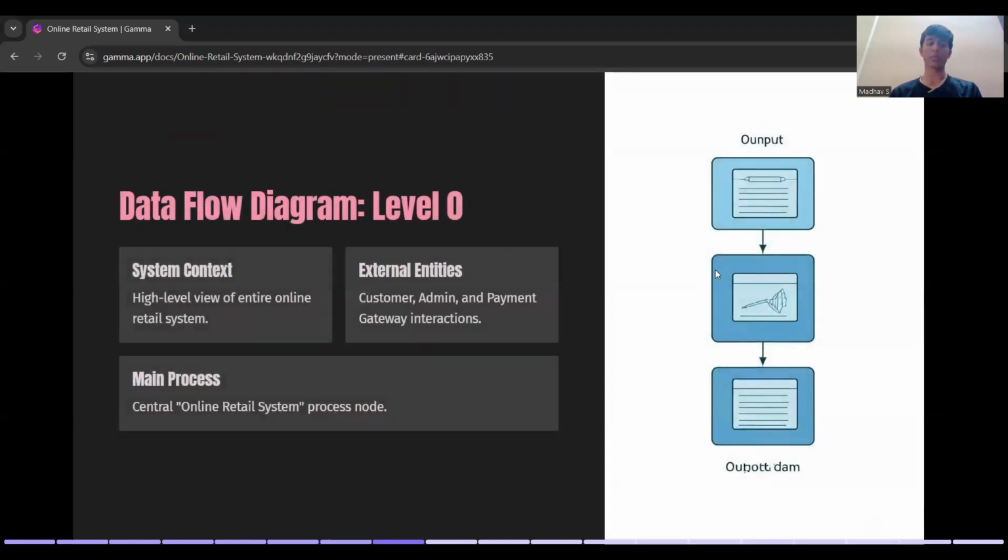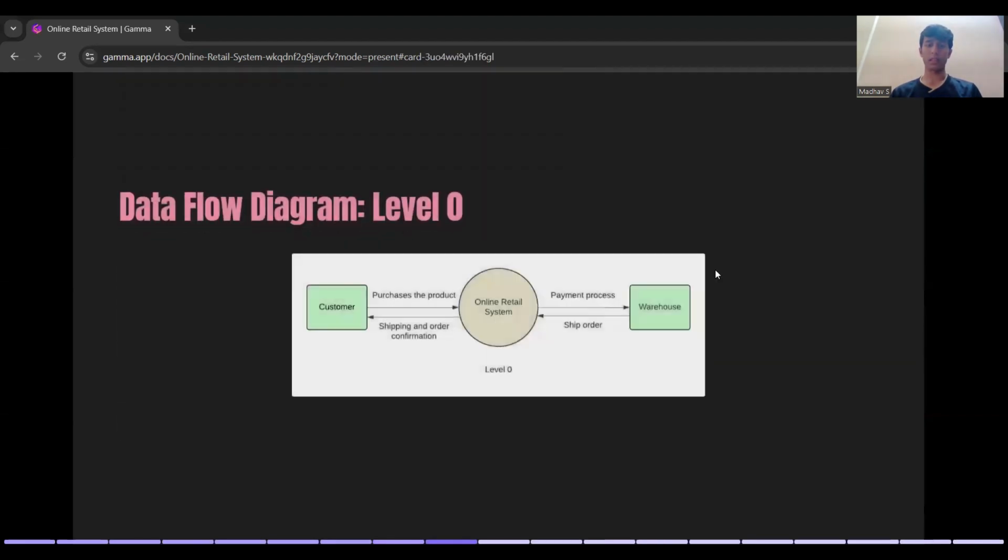This is another diagram called data flow diagram. This is the level 0 data flow diagram. It is a really simple diagram, again between the customer and the warehouse. Here, first the customer purchases the product and then the payment process is done, which is given to the warehouse. The warehouse receives the payment and the order is shipped from the warehouse to the customer. The customer also receives the shipping and order confirmation.